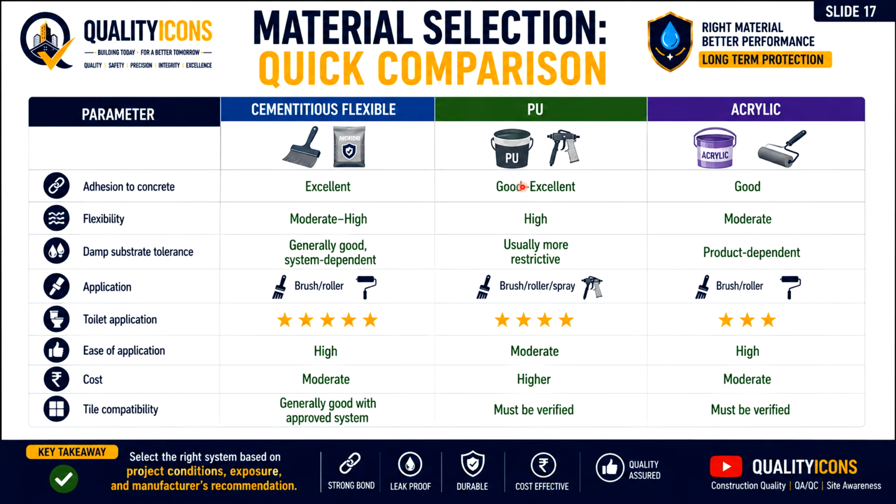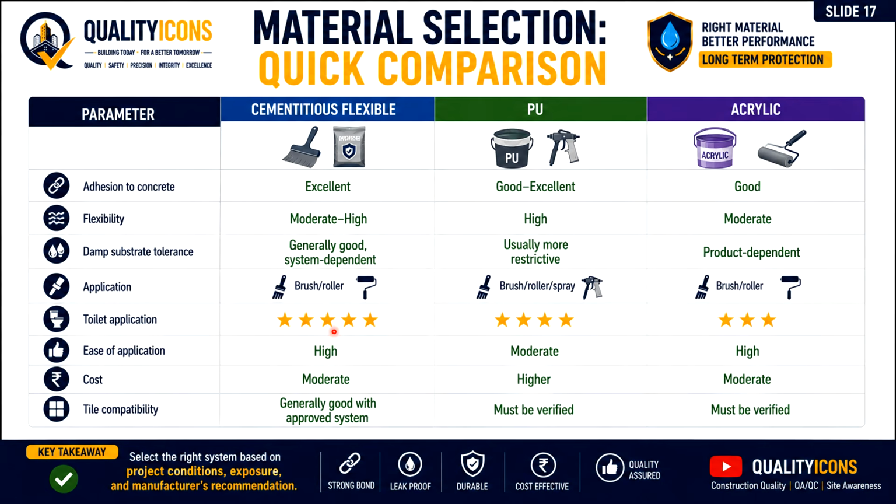Material selection for a quick comparison: cementitious, flexible PU materials, and acrylic systems. Adhesion to concrete: cementitious is excellent, PU good to excellent, acrylic also good. Flexibility: cementitious moderate to high, PU high to very high, acrylic moderate. Damp substrate tolerance, that means moisture: generally good but system dependent; PU is usually more restrictive and sensitive. This is product dependent.